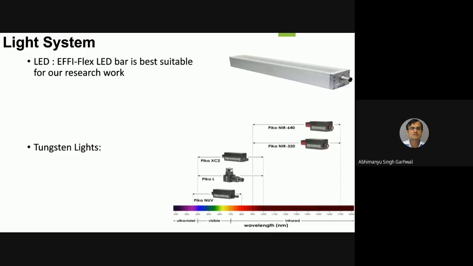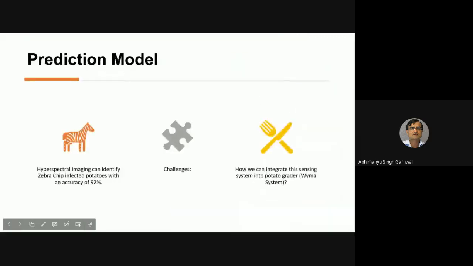Next are the LED lights for lighting the system. There are different lights, and it depends on what kind of light is suitable for your object: ultraviolet, visible, or infrared. If you are using an infrared camera, you need an infrared lighting system. If you are using just visible, any of these lights is okay. For ultraviolet, you need a different kind of light. But we are working in near infrared, so I think that will be fine for us.